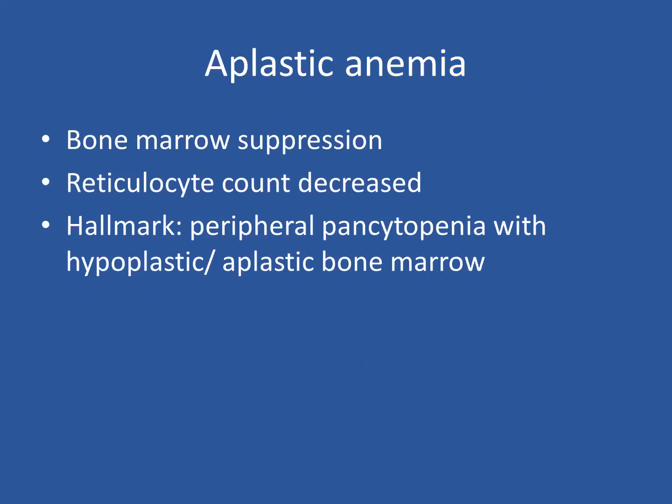Aplastic anemia: bone marrow suppression, reticulocyte count decreased, and peripheral pancytopenia, hypoplastic, aplastic bone marrow. The bone marrow is really suppressed, and it could be due to any kind of infiltration, chemotherapy, drugs, or it could just happen on its own. On the CBC, you'll not just see low hemoglobin, you'll see low platelets and low TLC. So peripheral pancytopenia with hypoplastic or aplastic bone marrow, and on the bone marrow biopsy you'll see this, and you'll treat accordingly.